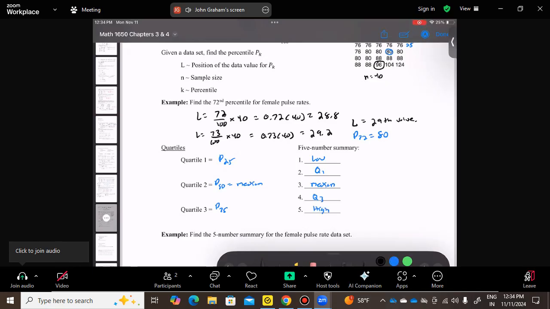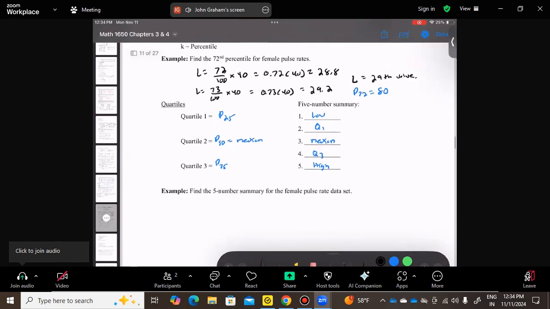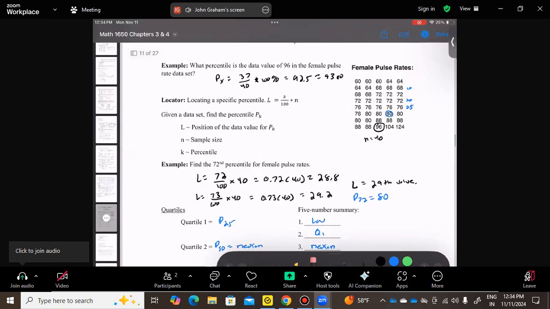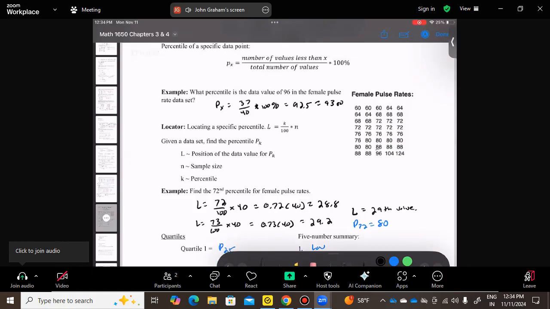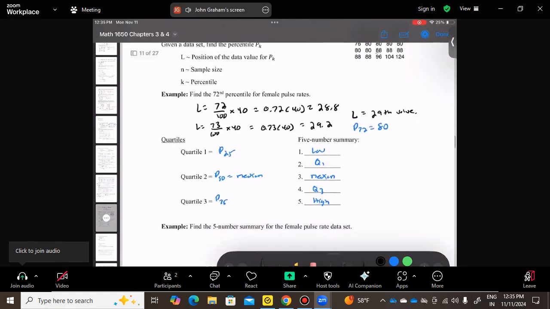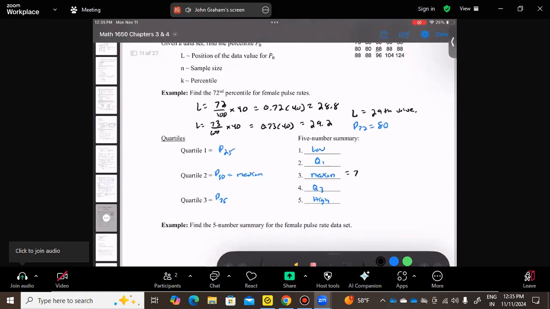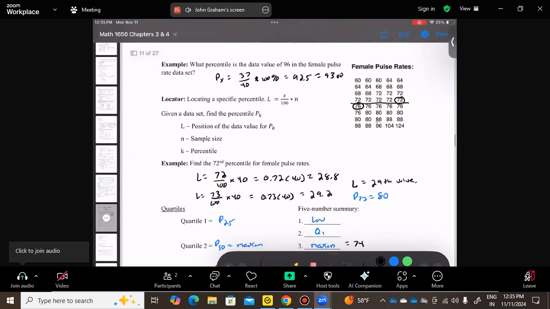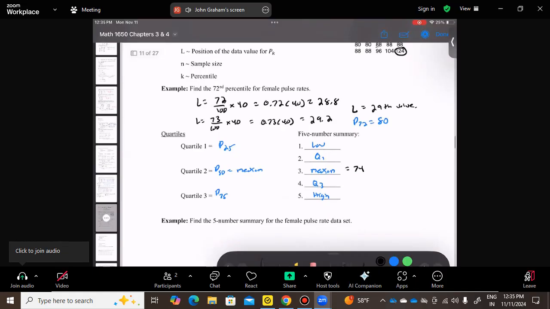Okay, so for the female pulse rate data. Now, the best way to do this with a data set is to start breaking it up in half. So break this into halves. We find the median by taking the average of those two, so we get 74. We can find the low value is 60 and the high value is 124. Those are the easiest.